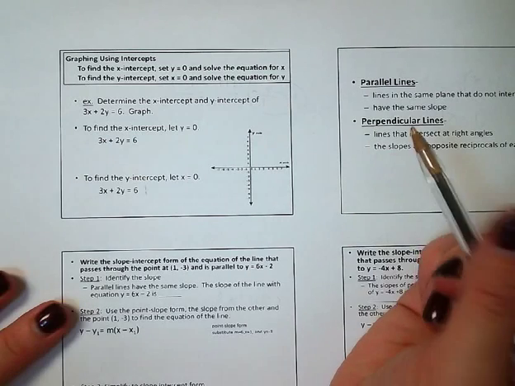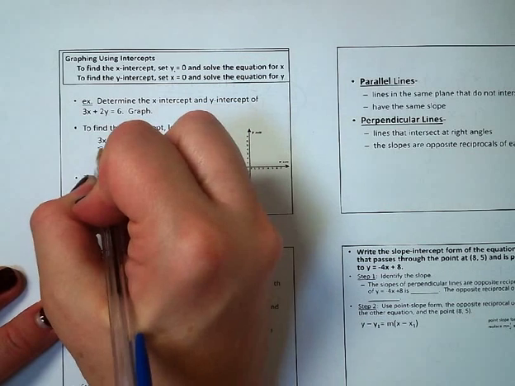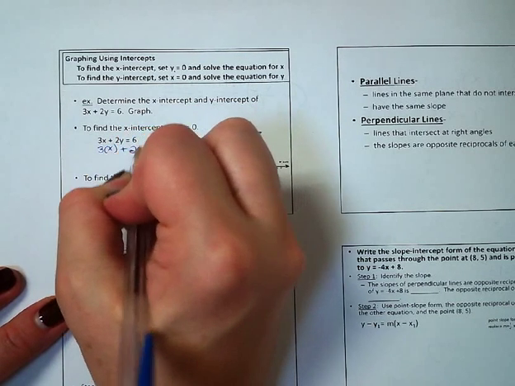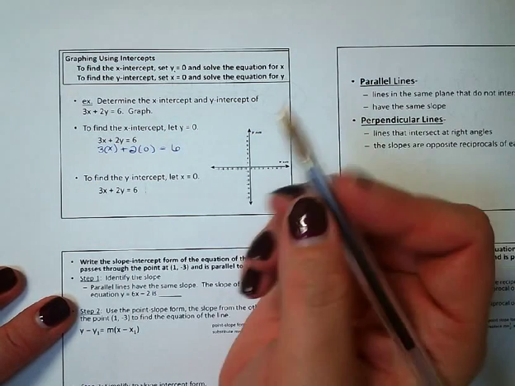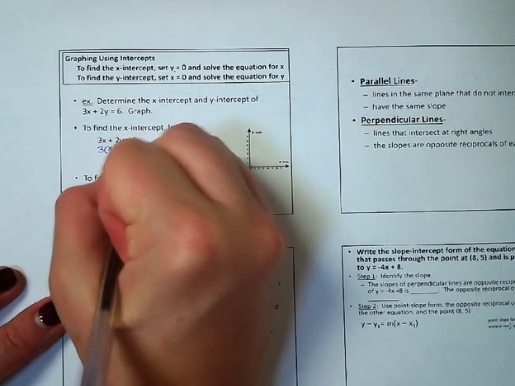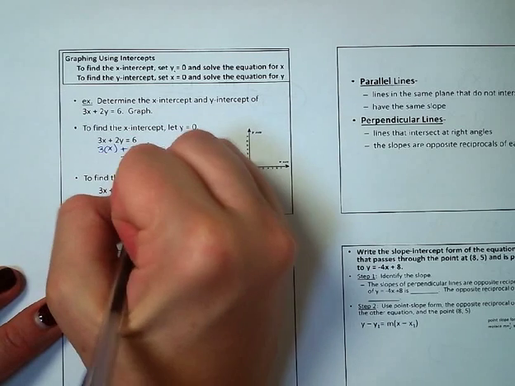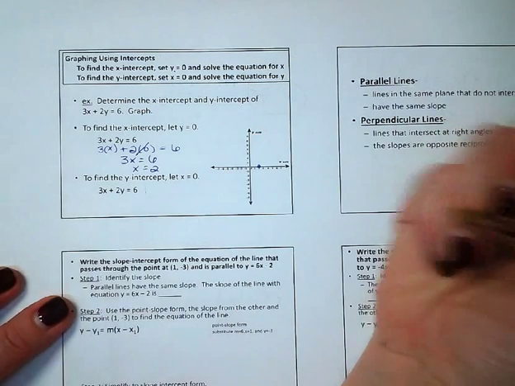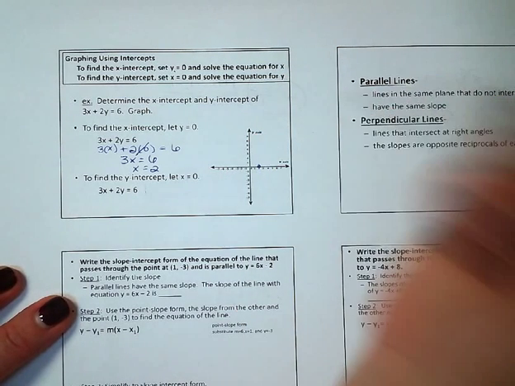So, to find the x-intercept, you set y equals 0. So you would make it 3x plus 2 times 0 equals 6. 2 times 0 is 0. 3x plus 0 is still 3x. So that goes away. You get 3x equals 6. So x is 2. Put a dot on 2 on the x line, right there.